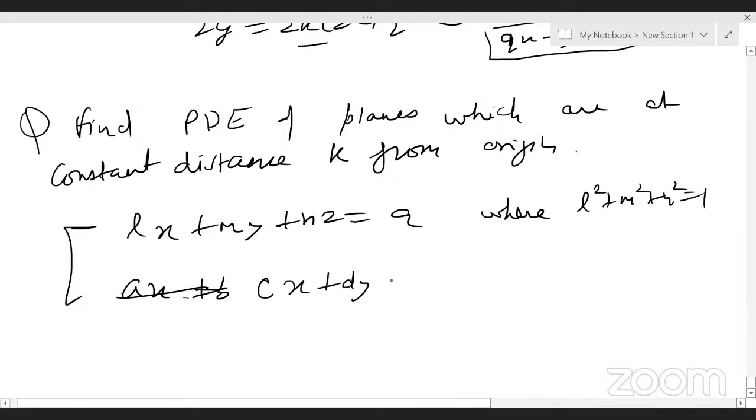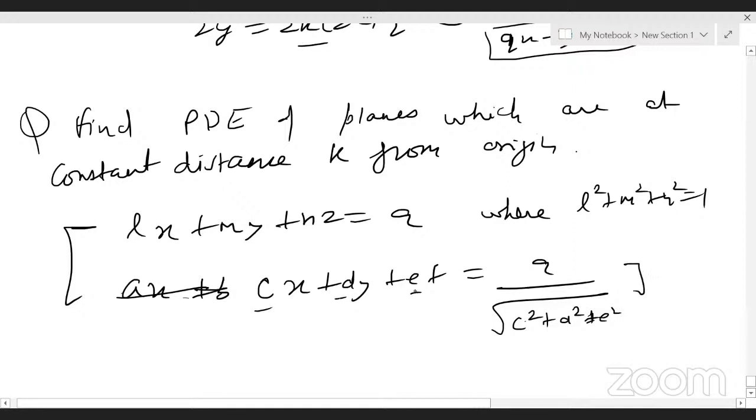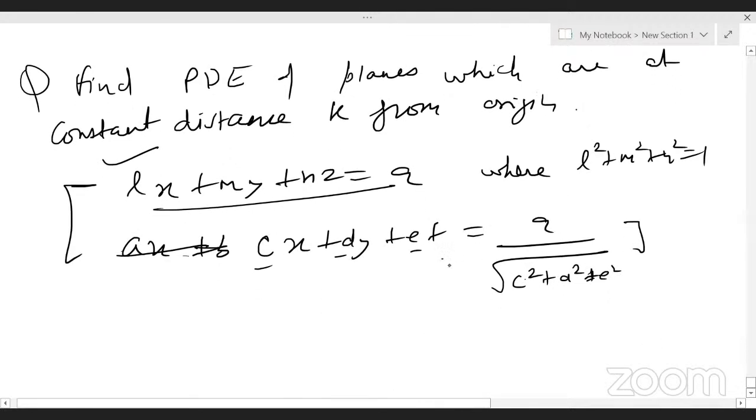Cx plus Dy plus Ez is equal to A upon under root C square plus D square plus E square. You can write it like this also if you are taking these direction ratios. Better to take this, this is a simpler form. Then if you take the other, there will be a little more calculation, but you can still do the questions.